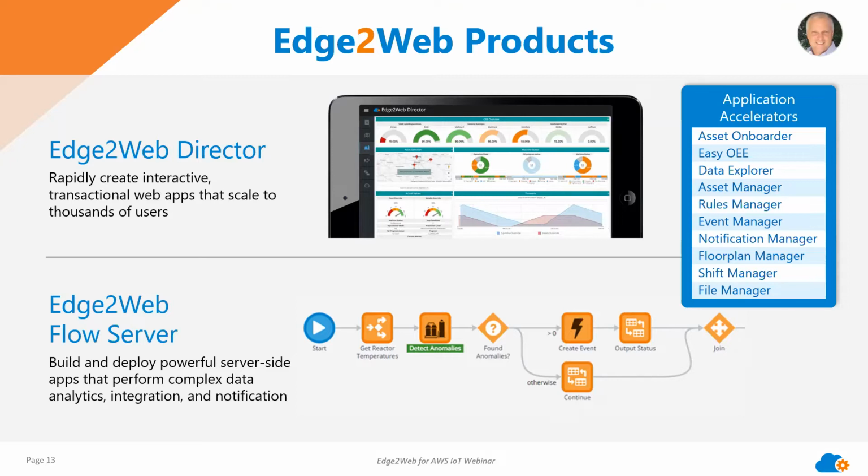Director easily integrates and displays complex plant asset hierarchies, fleet data, analytic outputs, for example, OEE KPIs, as we're going to see shortly, event data, and more. Director makes it super easy to create apps that give users multi-level drill downs, provide full read-write update capabilities to the underlying platform, and display data using spatial coordinates. Edge2Web Flow Server is used to perform complex server-side orchestrations such as plant systems integration, execution of analytics and machine learning services, and continuous systems monitoring.